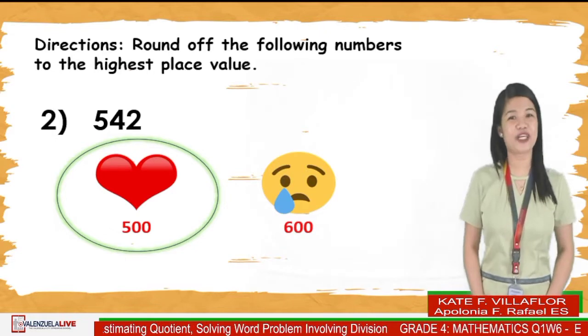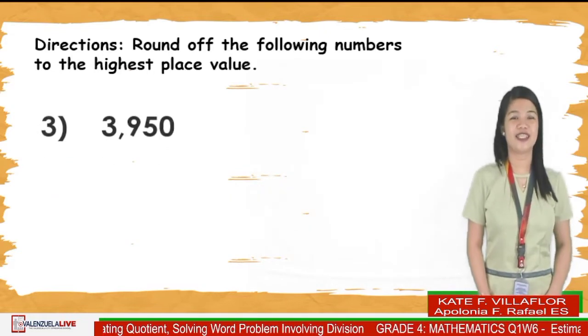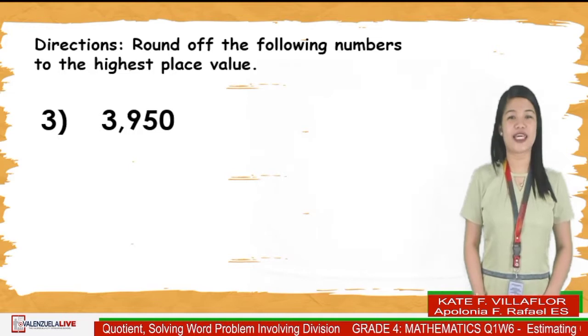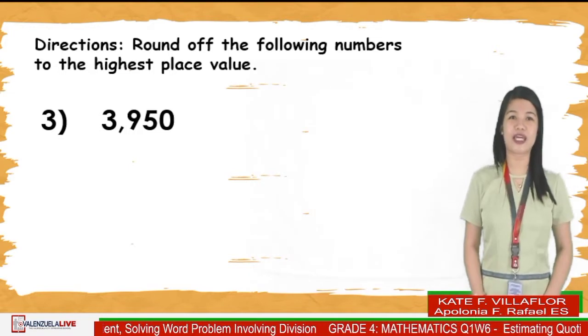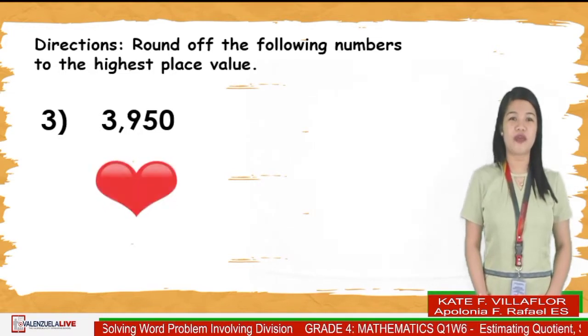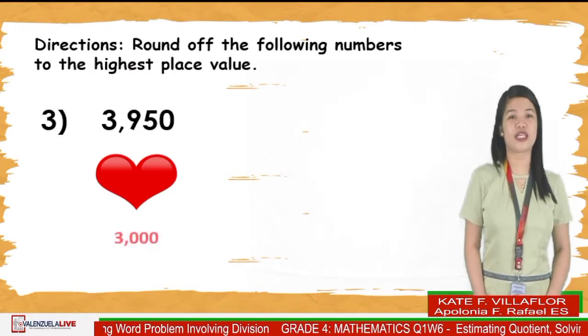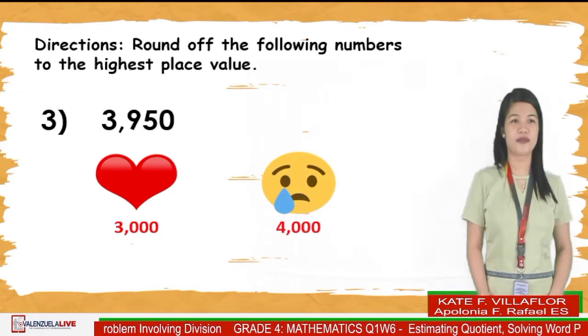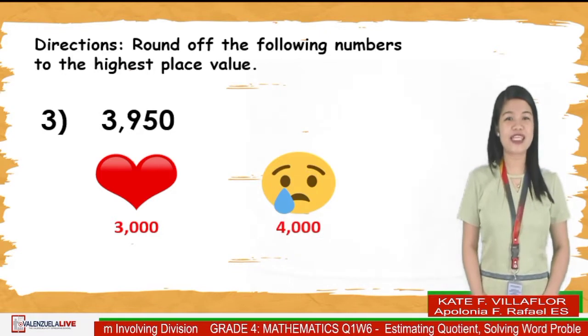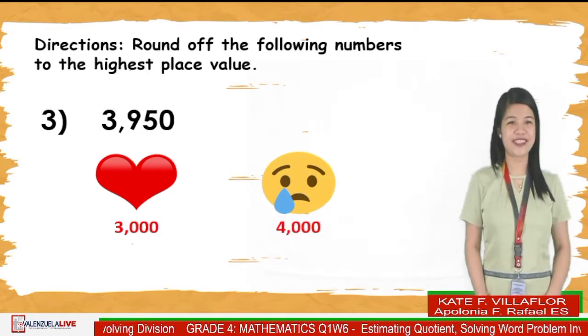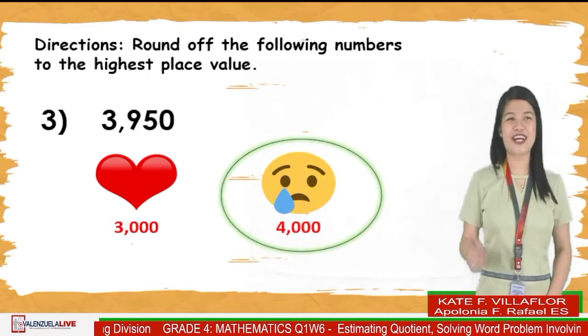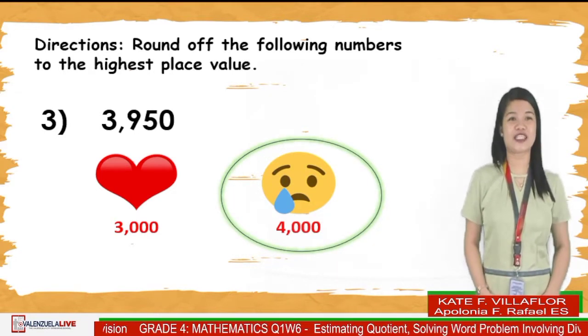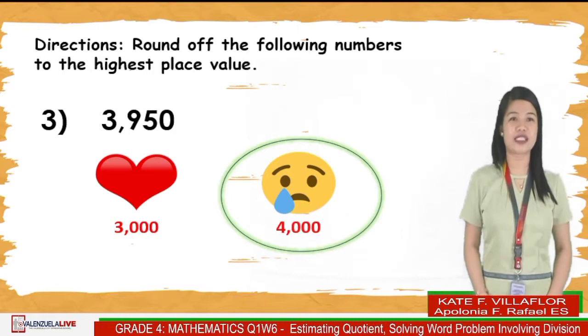Let's have number 3. Round off 3,950 to the highest place value. Heart emoji for 3,000 and sad emoji for 4,000. What is the answer? Great job, grade 4 pupils. The answer is 4,000 or the sad emoji.